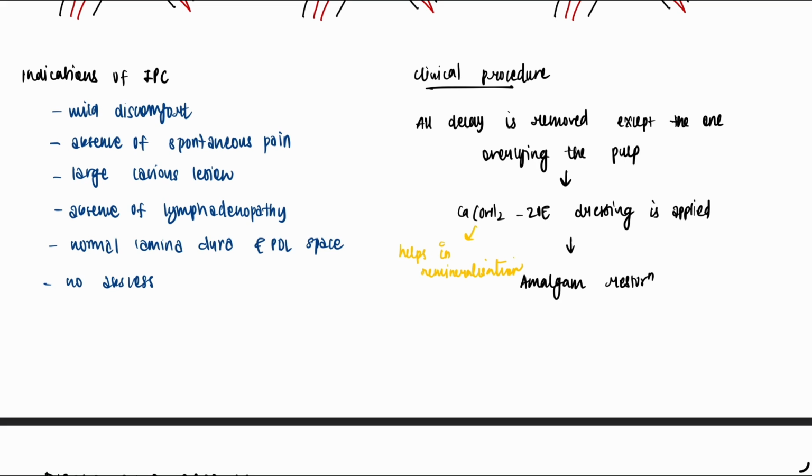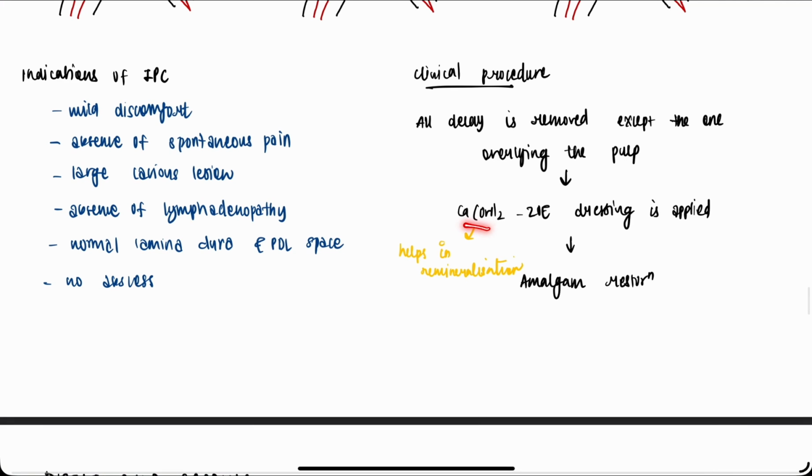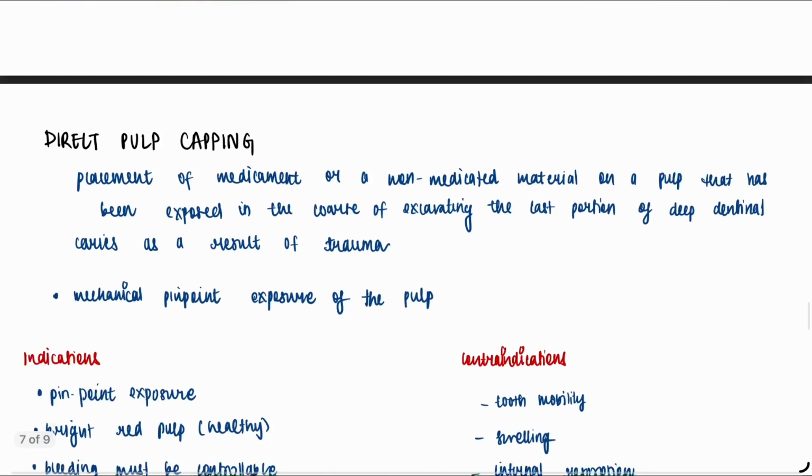Alright, now what is the clinical procedure? All decay is removed except the one overlying the pulp. Calcium hydroxide, zinc oxide eugenol dressing is applied. Calcium hydroxide is applied because it helps in remineralization, followed by amalgam restoration. That is the basic clinical procedure of IPC or indirect pulp capping.